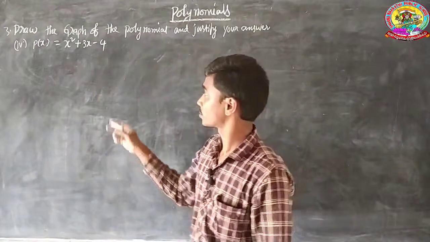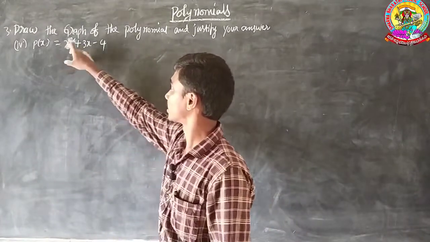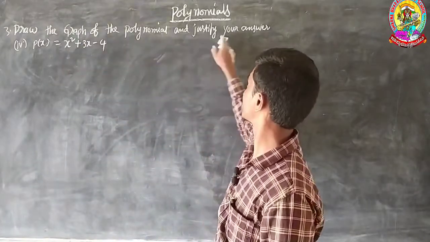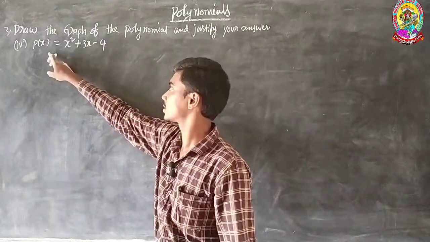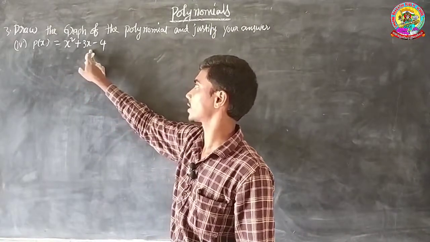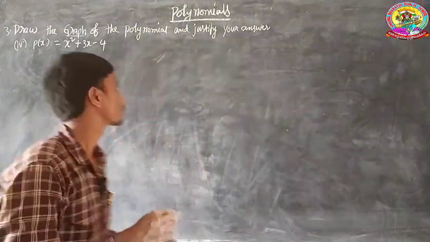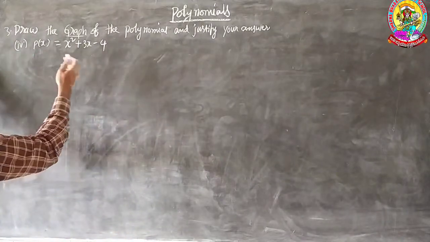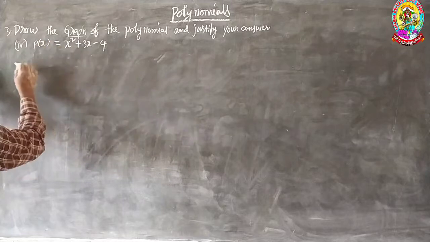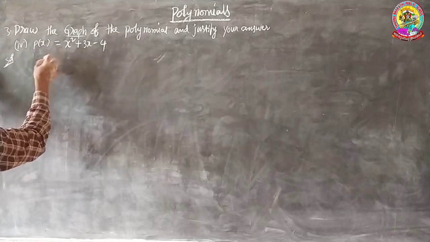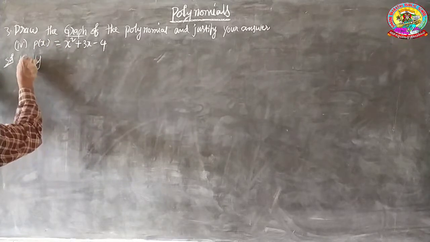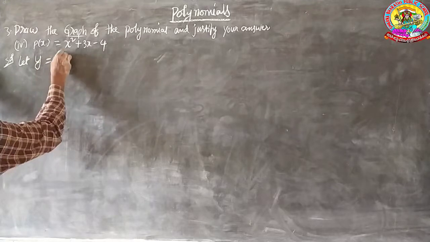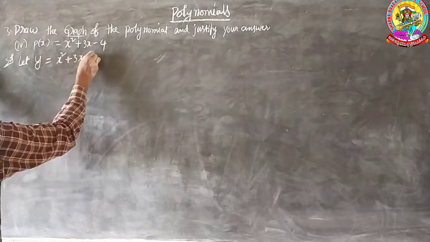So now the next question from exercise 3.2 is, draw the graph of the polynomial and justify your answer. P of x is equal to x square plus 3x minus 4. Take this as an equation y. Whenever you want to draw a graph, P of x must be y. Let y is equal to x square plus 3x minus 4.